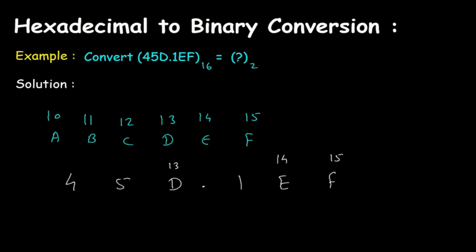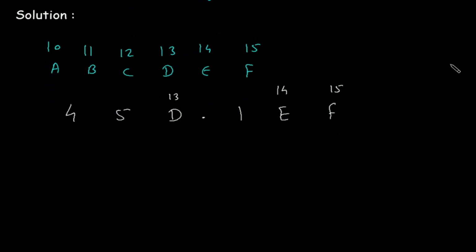Now we have to convert it into binary. So to convert it into binary, this will be 8, 4, 2, 1. Now we will start from here. It is 13. 13 means 8 plus 4 plus 1: 8 plus 4 is 12, 12 plus 1 is 13. So this will be 1, 1, 0, 1.